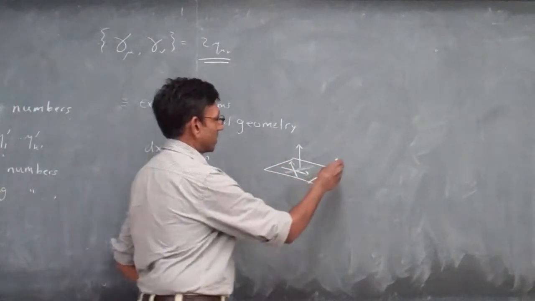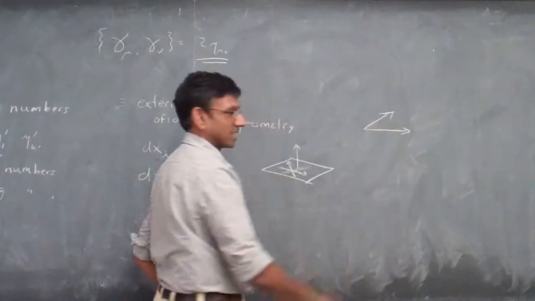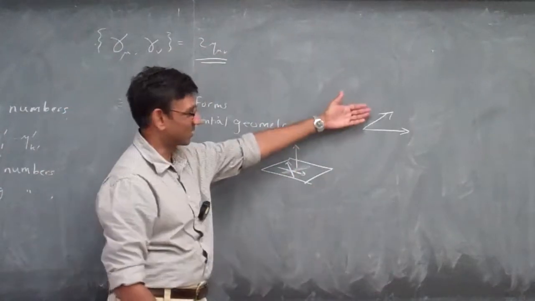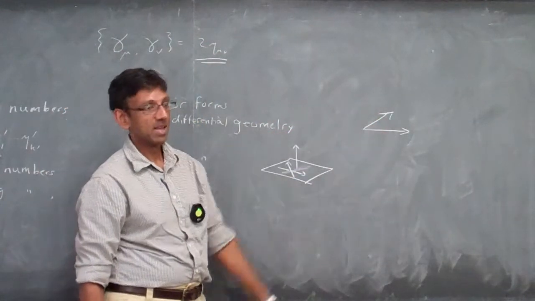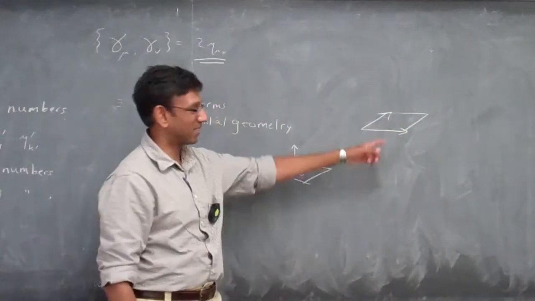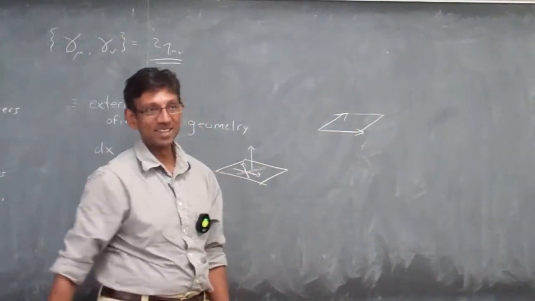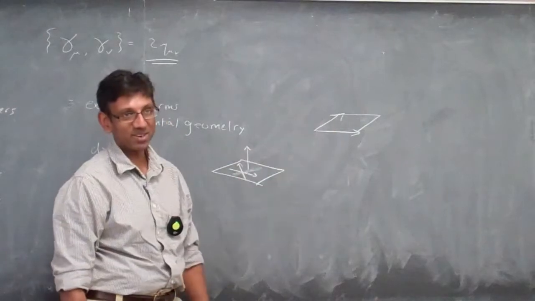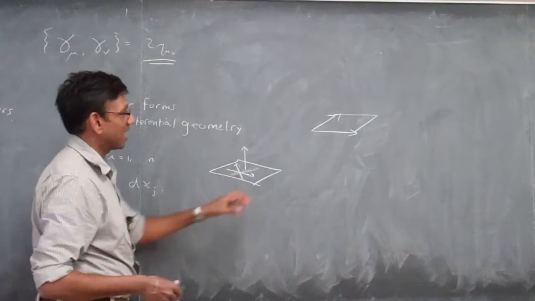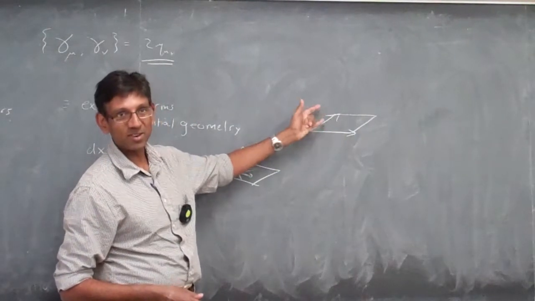So if you... Here's the blackboard. Here are a couple of vectors that span this plane. Could have spanned this plane, but I've chosen to span this plane with these two vectors. And if you want to know the area of that parallelogram and its direction orthonormal to this, that's given by the cross product of these two vectors. You all know that. And of course, the cross product is famously antisymmetric in these two vectors.